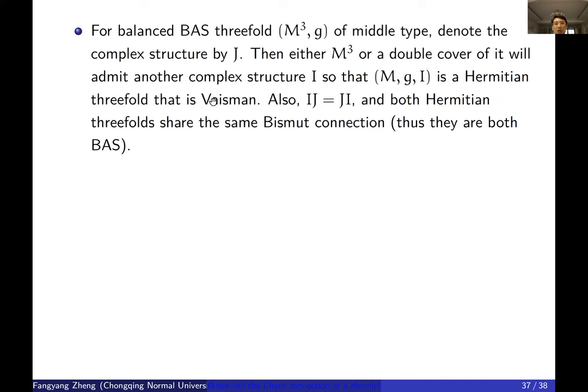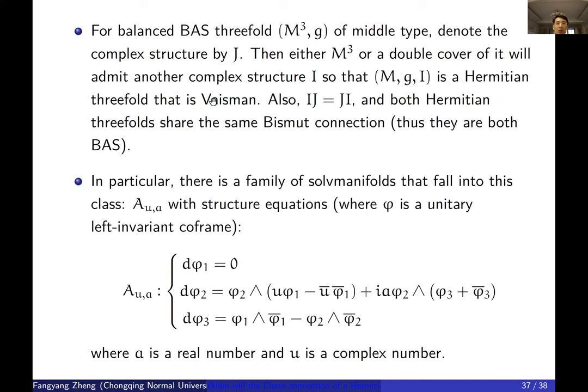The holonomy of a Vaisman threefold is U2 cross 1, right? But this kind of middle type balanced threefold corresponds to a Vaisman whose holonomy is like U1 cross U1 cross 1. So it's abelian holonomy. This corresponds to the classification of homogeneous Vaisman of a special type, or equivalently, the classification of homogeneous Sasaki 5-manifolds of a certain rather restrictive type. I'm still learning about Sasaki, so I don't know.